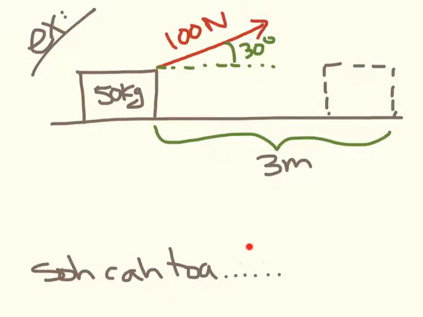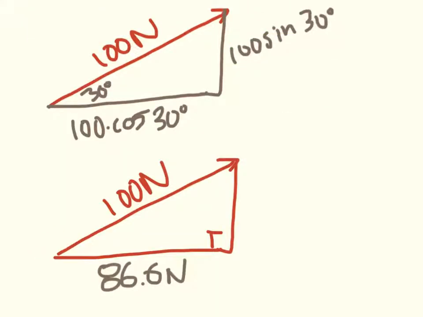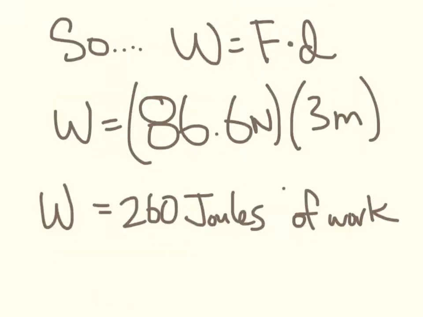We're going to use SOHCAHTOA. So it looks like this. The hypotenuse is 100 newtons, and then this leg is going to be the component of force parallel to the direction of motion. If you use your SOHCAHTOA skills, you'll end up with this, which means you'll end up with this, which multiply force times distance. We get this, which means this.